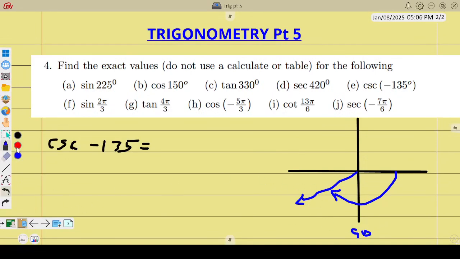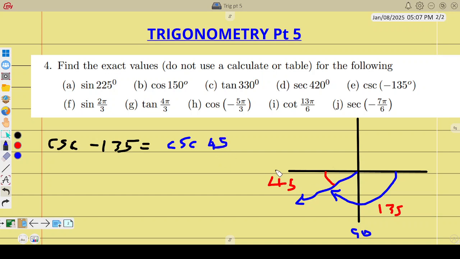So what is our helping angle here? The helping angle is this one, always between the resultant and the x-axis. Since this is 135, we simply say 180 minus 135. When you subtract, you get 45. So the helping angle is 45. This means that cosec negative 135 is basically the same as cosec 45.